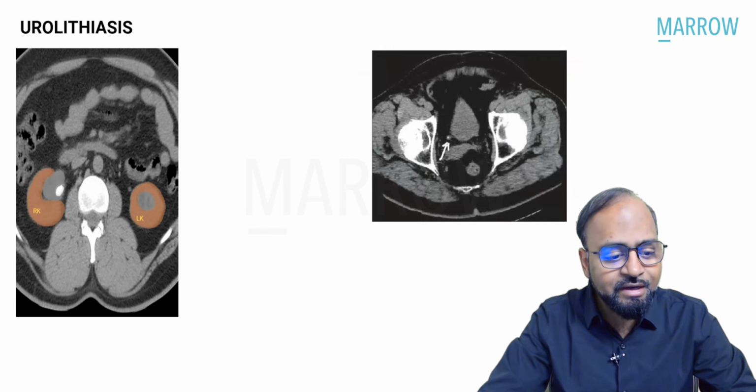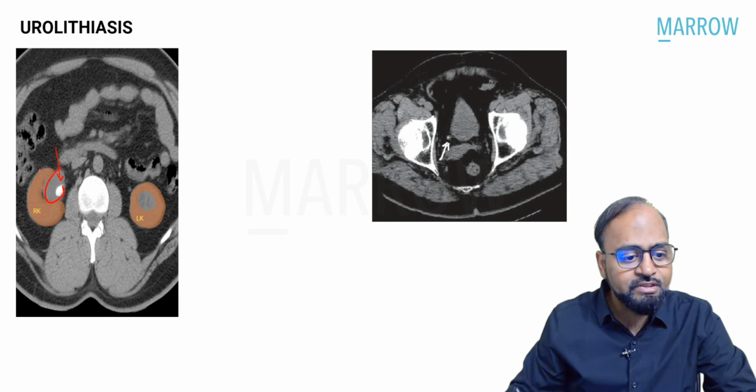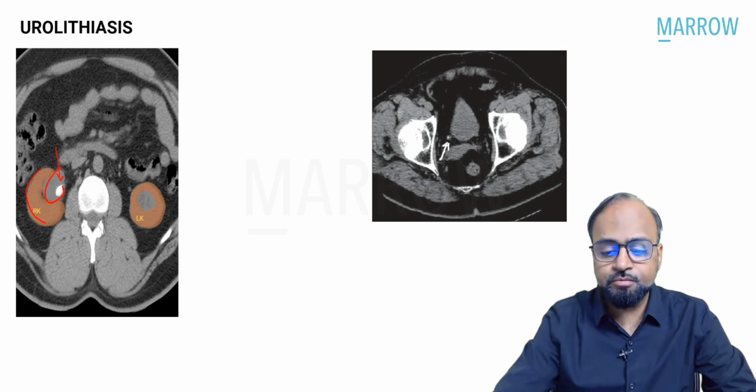Now look at the CT scan image. You can see a calculus in the right renal pelvis there. It is causing obstruction, so dilatation of the pelvis. This is the right kidney. The left kidney seems normal.